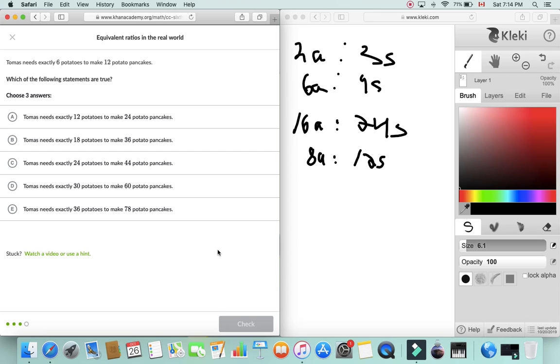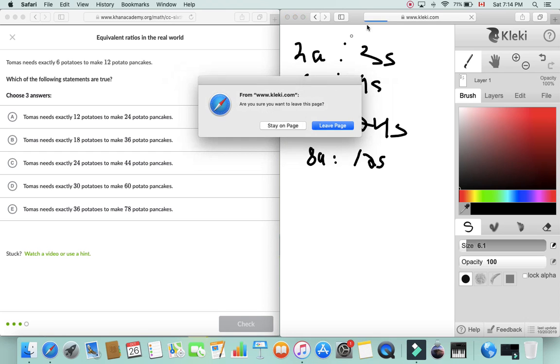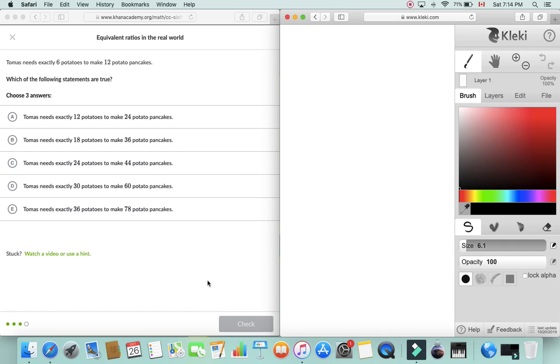Okay, so Tom needs exactly 6 potatoes to make 12 potato pancakes. So let's do 6 to 12.